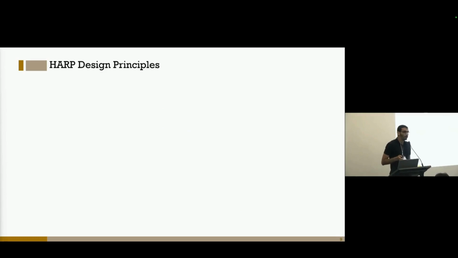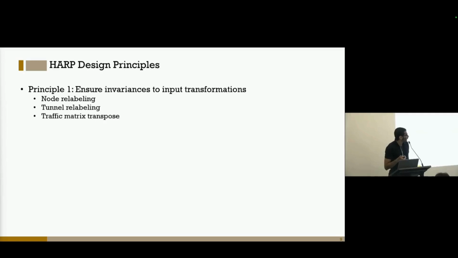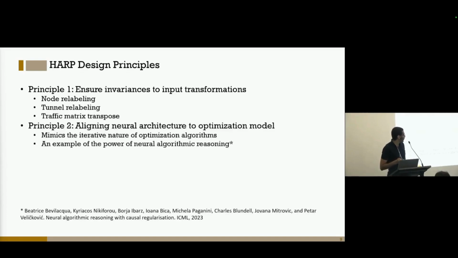While designing HARP, we had two principles in mind. The first one is to ensure invariances to natural input transformations, like node relabeling, tunnel relabeling, and traffic matrix transpose. The second principle is to align its architecture to the optimization model, and by this, we mean introducing components that mimic the iterative nature of optimization algorithms. This serves as an example of the power of neural algorithmic reasoning. These two principles allow HARP to generalize to topologies beyond training.